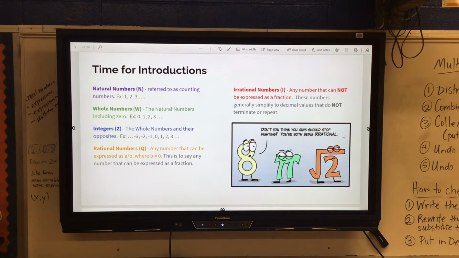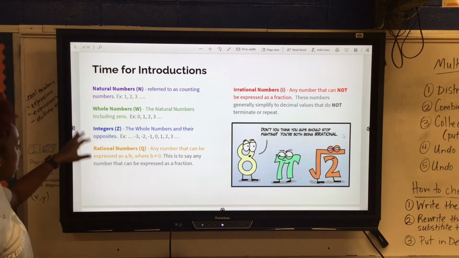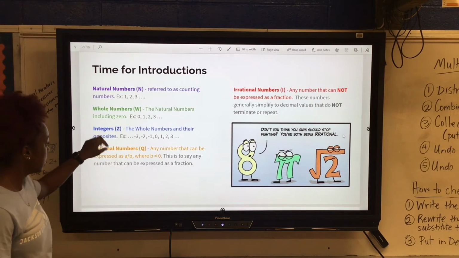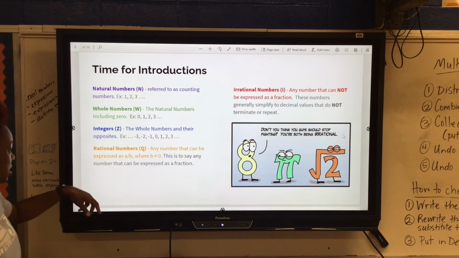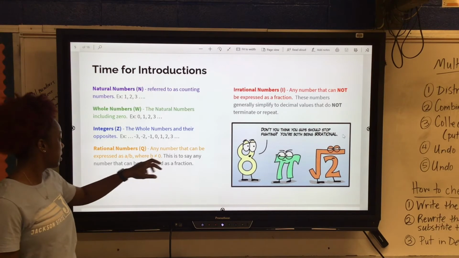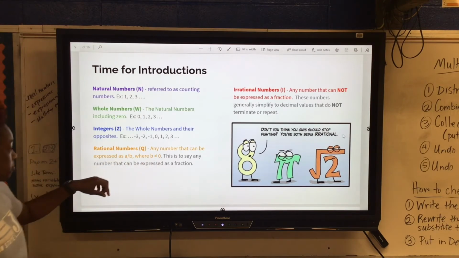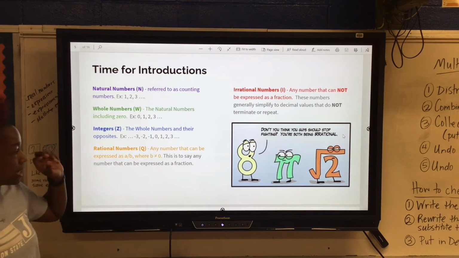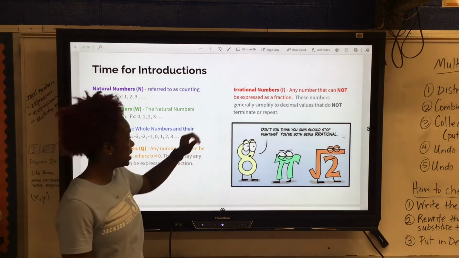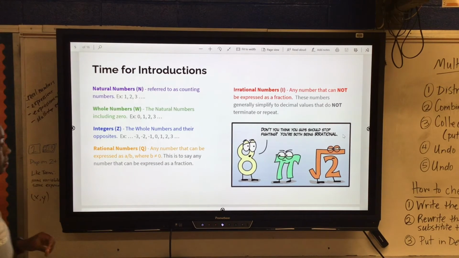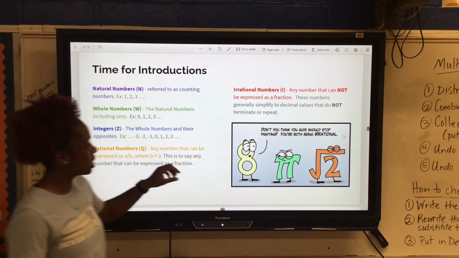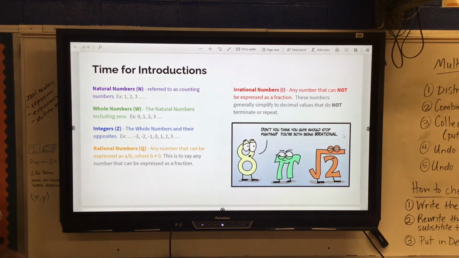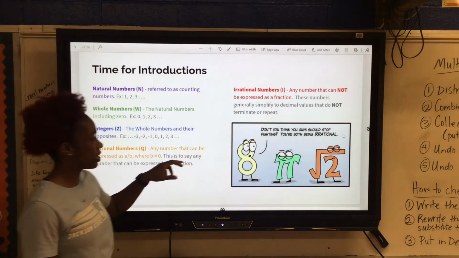Alright, so just as stated earlier, your natural numbers are counting numbers. The whole numbers are the natural numbers including 0. Integers are your numbers and their opposites. Rational numbers are any number that can be expressed as a over b, where b is not 0. So any number that can be a fraction. If it cannot be a fraction, then it is irrational. Okay, so irrational numbers are simply numbers you cannot turn into a fraction, and these decimals do not terminate or repeat.